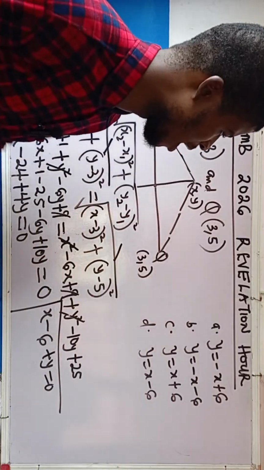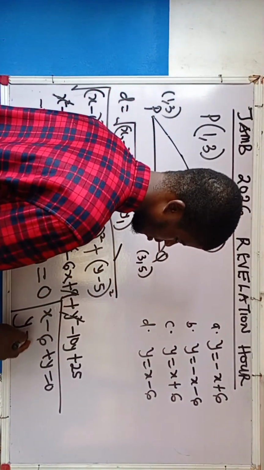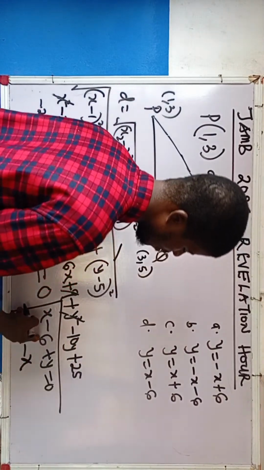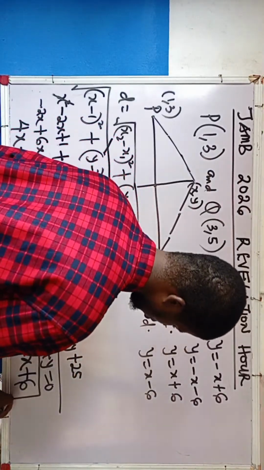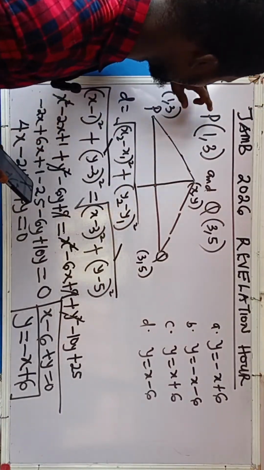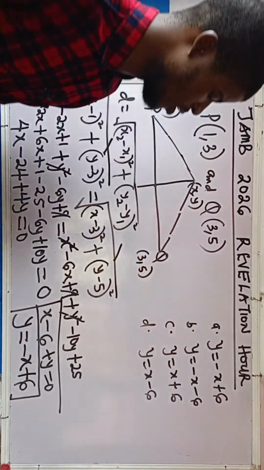In the options, y was made the subject of the formula. So let me say y is equal to, if x crosses with a plus, it becomes minus. Then if minus 6 crosses with a plus, it turns to a plus 6. And this becomes the equation of the locus of points equidistant from these 2 points. You see, Jamb questions are very easy to answer. Check the options. Option A satisfies it.